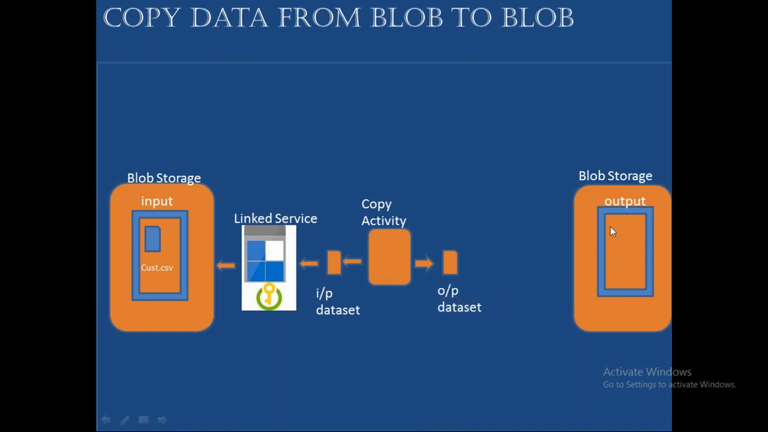If you want to select this output data set, what you need is a linked service. So I'm going to create a linked service to this particular blob storage. Now I'll place this particular output file in my output container. Okay, now I have this cush.csv.